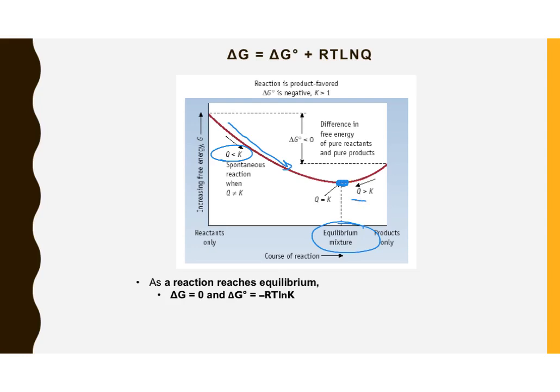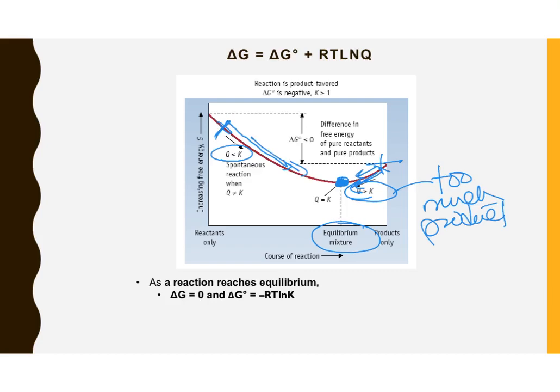On the other hand, if you calculate that Q is greater than K, that means you have a situation which is too much product, and so the reaction will shift left back towards reactant. And when it does shift left, it is spontaneous until it reaches equilibrium. The bottom line is if you're not at equilibrium, the reaction will be spontaneous until it reaches equilibrium. Regardless of whether it is on the left or on the right, it will be spontaneous as long as it's moving towards equilibrium.